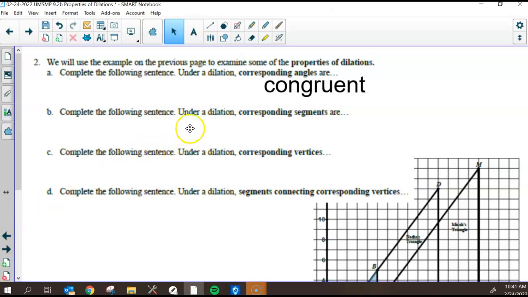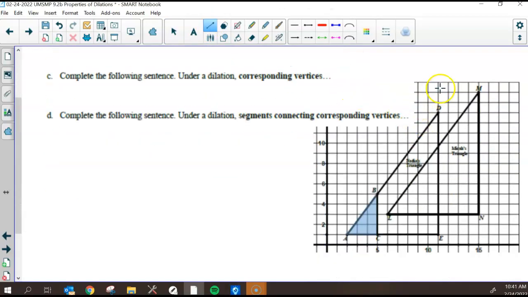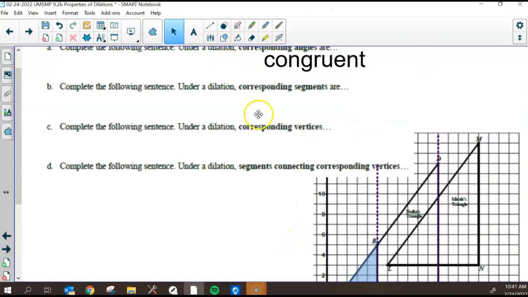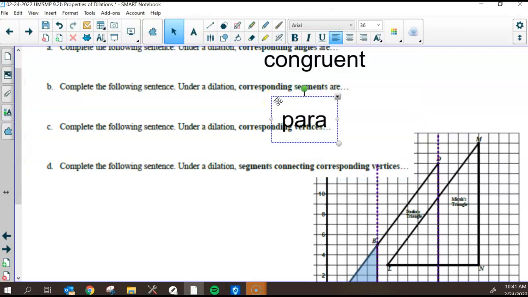This is a new one. This one is maybe not quite as obvious, but it's still worth mentioning. Under dilation, corresponding segments are, so focus right here on segment DE and BC. What do you notice about those? They're parallel, exactly. So that one maybe is not something that is going to be super helpful, but it might be something that we can use to check our answers later. Corresponding segments are going to be parallel.